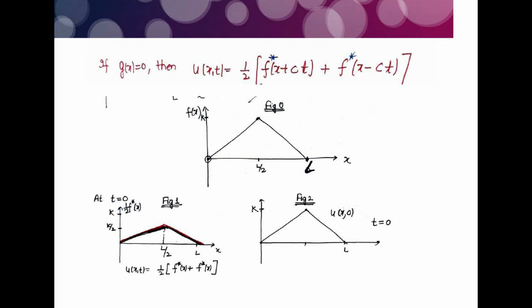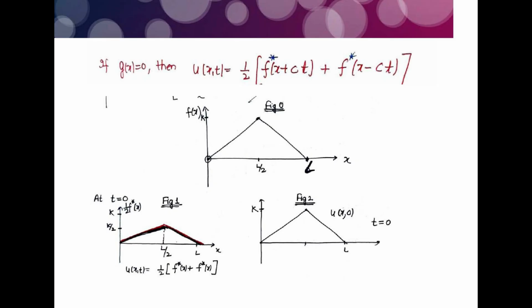So here the initial deflection given in the numerical problem is triangular. We can draw its graph. It is given by figure 0, the first figure here, 0 to L, and the function f of x is given as this triangular shape. Now at time t equal to 0, the initial deflection of the string is the same, that is figure 0. Now I'm just using this expression and finding it by the above formula, that is the average of initial deflection f star (x plus ct) and f star (x minus ct).